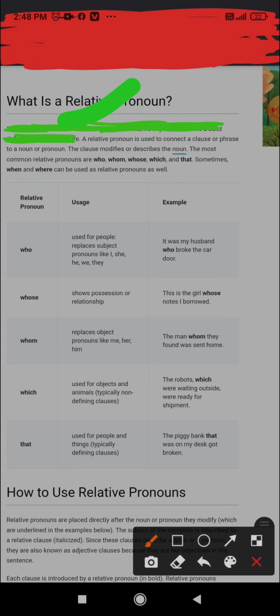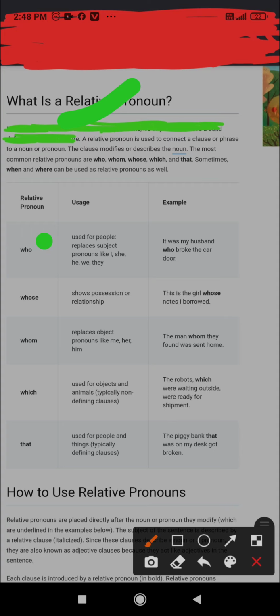The most common relative pronouns are who, whom, whose, which, and that. Sometimes we also use when and where as relative pronouns. So here we go. Let us discuss them separately, one by one, starting with who.